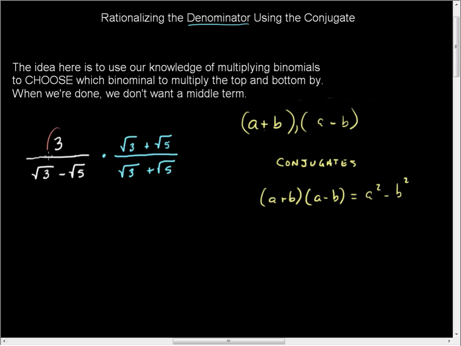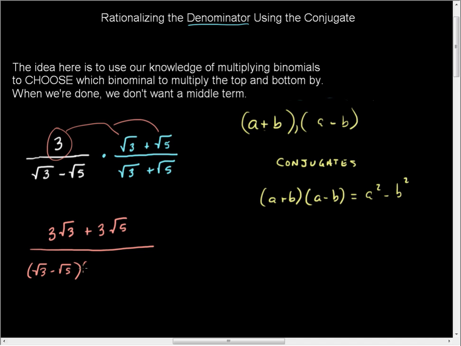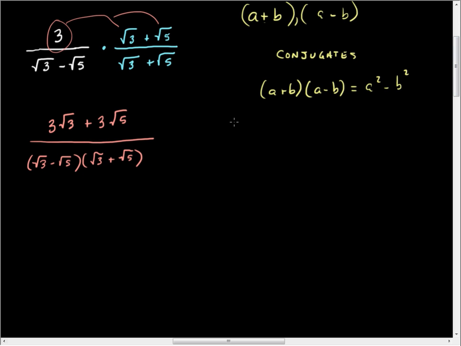Okay, so now we have to distribute this 3 to both terms on the top. That gives us 3 times root of 3 plus 3 times root of 5. On the bottom, we have the square root of 3 minus root of 5 times root of 3 plus root of 5. And you can go ahead and do this multiplication on the bottom over to the side, so that you have root 3 minus root 5, root 3 plus root 5. We get a little bit sloppy when we talk about square roots. We'll just say root. If we're talking about cube roots, we'll say cube root of.